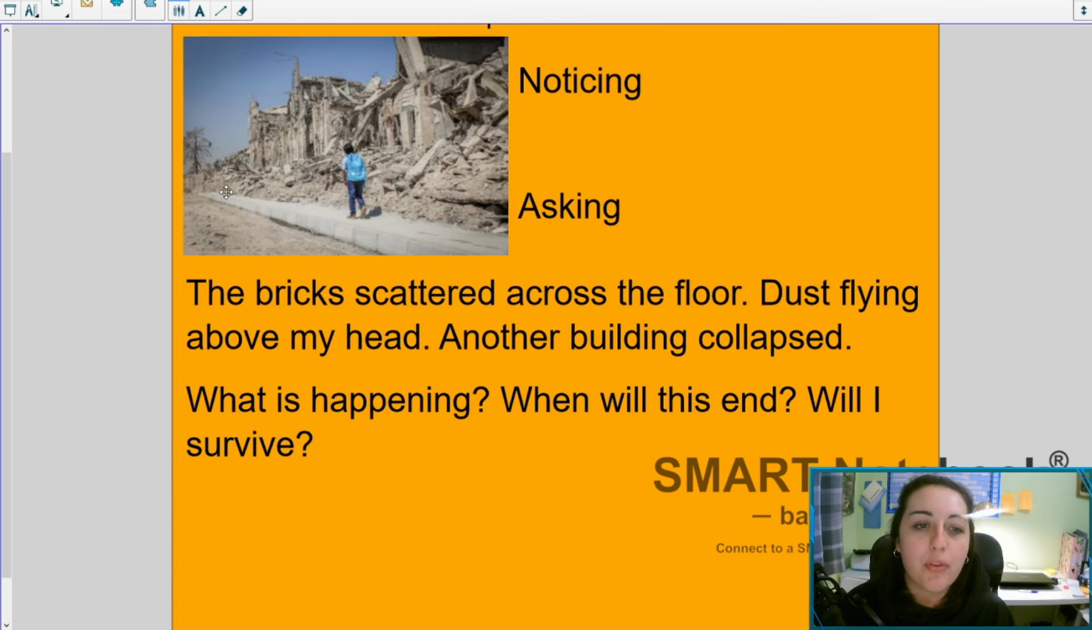So I've got things like the bricks are scattered across the floor, there's dust flying above my head, another building has collapsed today. You could talk about the fact that you notice this boy walking alone, you notice the electricity pylons being scraped away from the building, you notice that the roof has collapsed. Whatever you can notice, you can jot that down in your answer box. In the same answer box, I've also talked about all the things that the character is going to be asking. What is happening? Will this end? Will I survive? I'm sure you can think of loads of other things that this character might be asking.